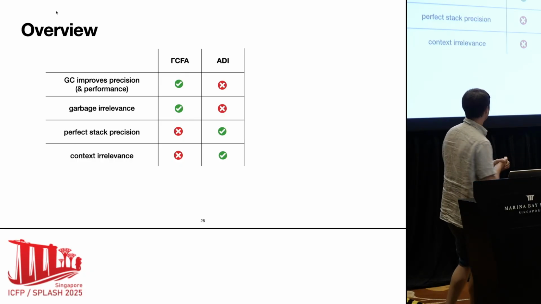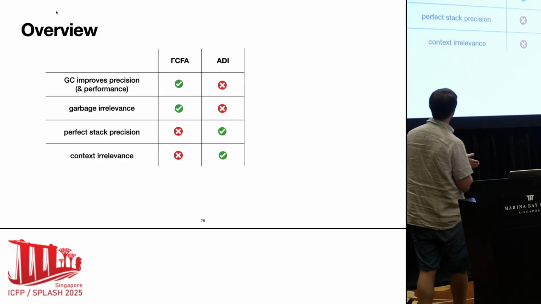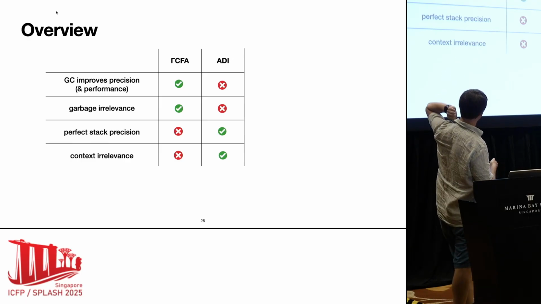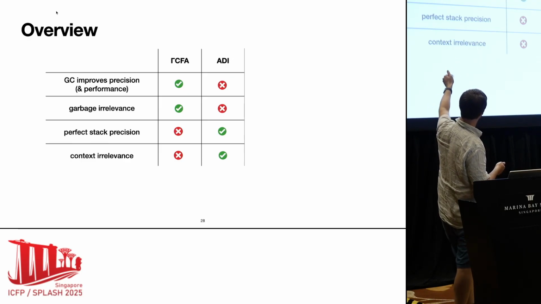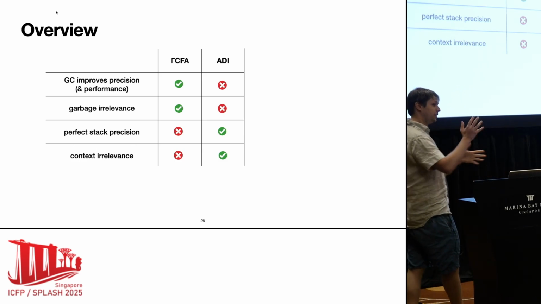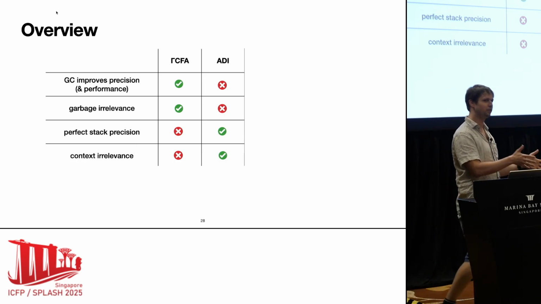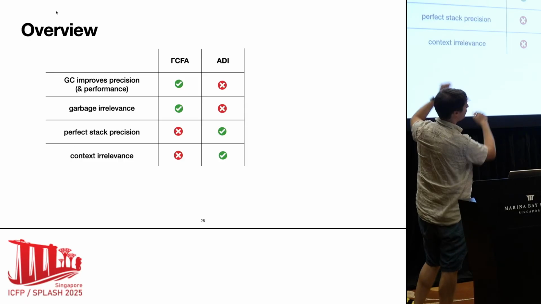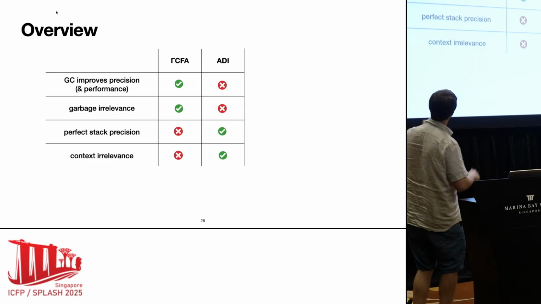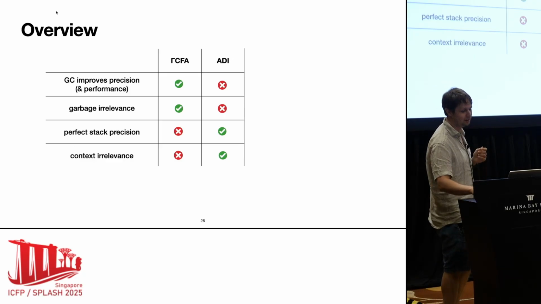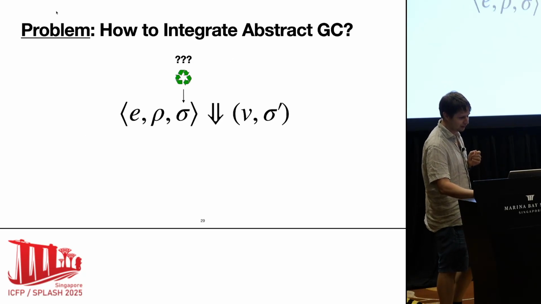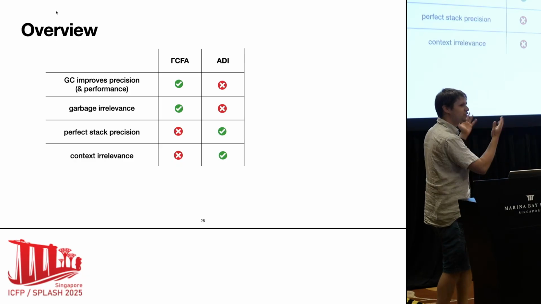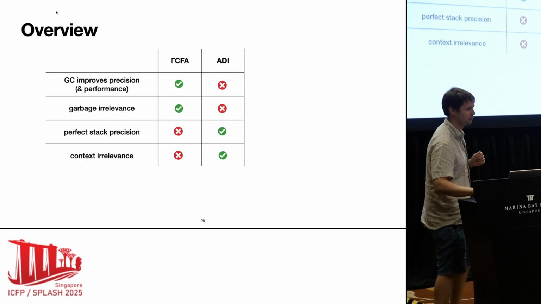So if we give a little overview here, then, well, if we take a small step abstract interpreter with abstract garbage collection, like for instance gamma CFA, then we see that we get the precision improvements from garbage collection, we get garbage irrelevance, but we don't get the perfect stack precision and context irrelevance. On the other hand, if we take a big step abstract interpreter, such as abstracting definitional interpreters, without garbage collection, we don't get any of the garbage related benefits, but we do get perfect stack precision and context irrelevance. Well, of course, this kind of raises the question, can we combine the best of both worlds here, right?